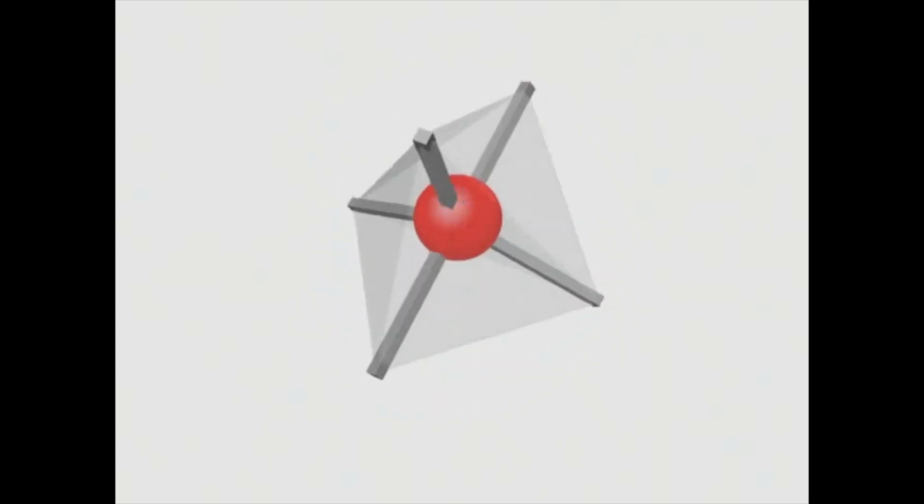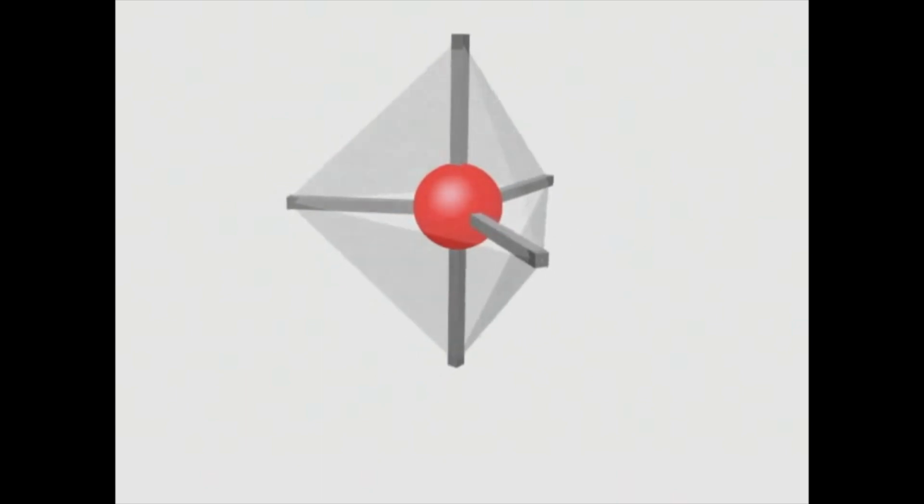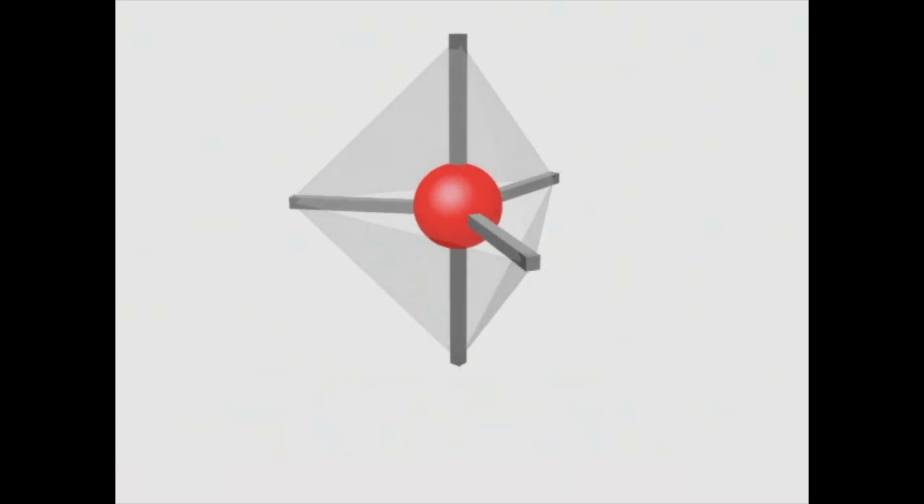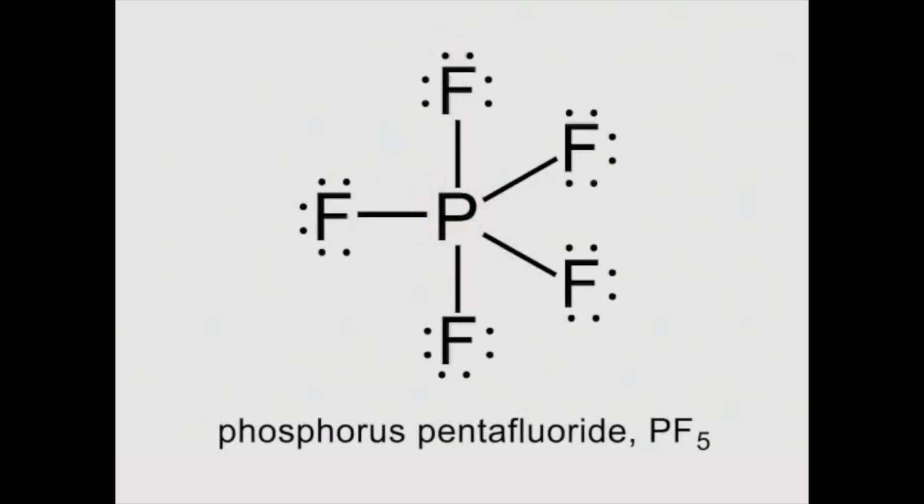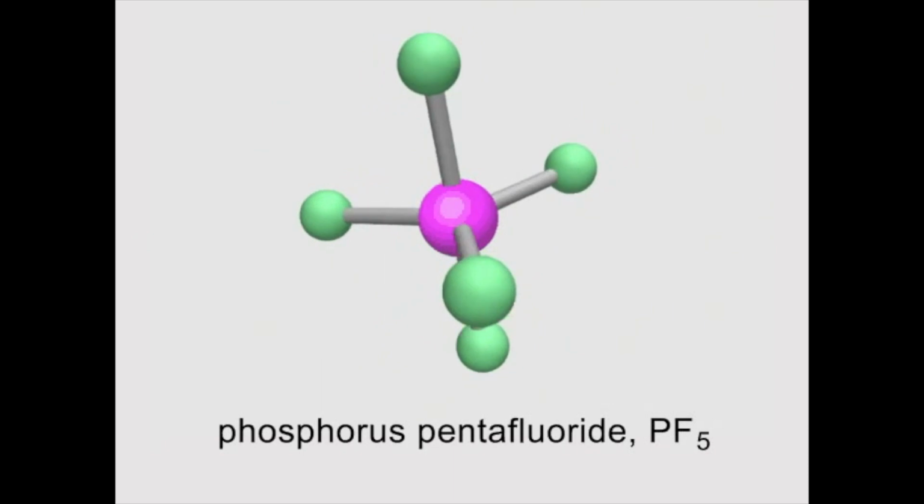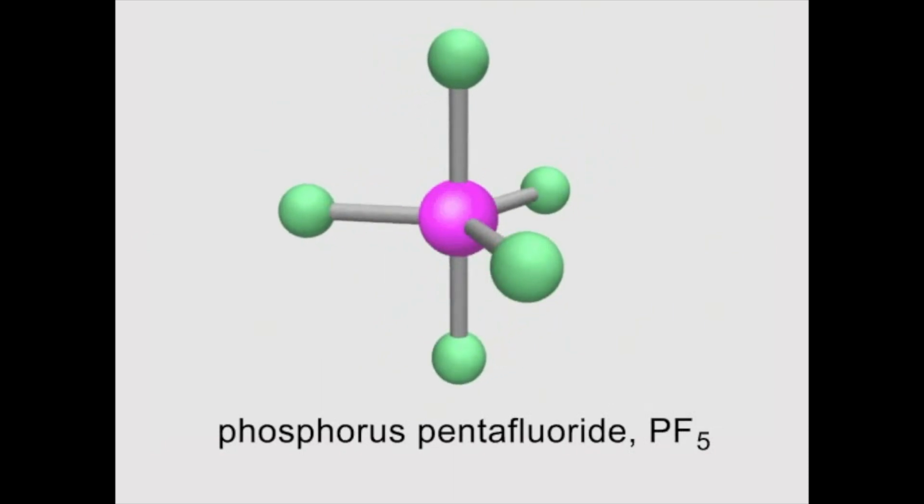Here we find 2 ideal bond angles. Equatorial groups lie 120 degrees apart, and axial groups lie 90 degrees away from equatorial groups. When phosphorus reacts with excess fluorine, the trigonal bipyramidal molecule phosphorus pentafluoride forms.